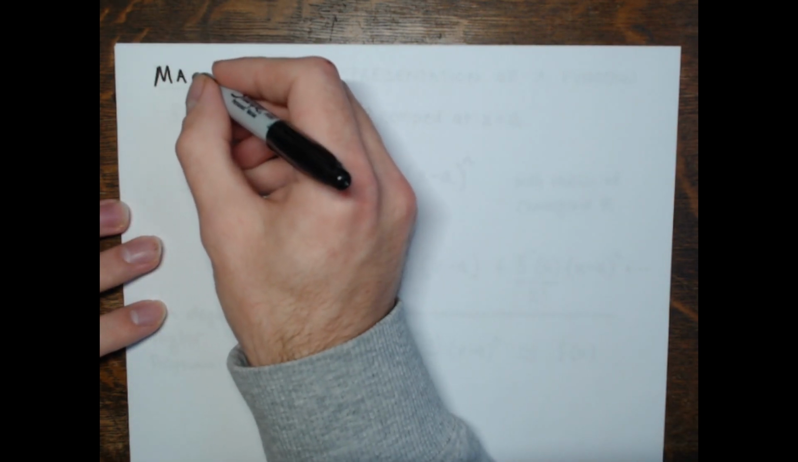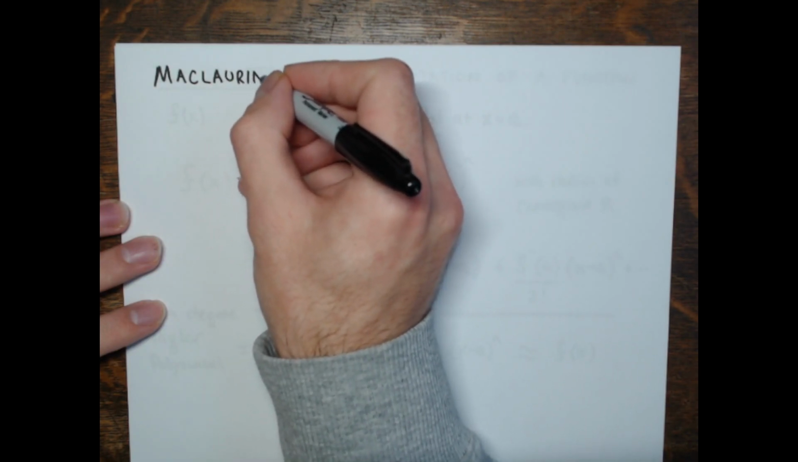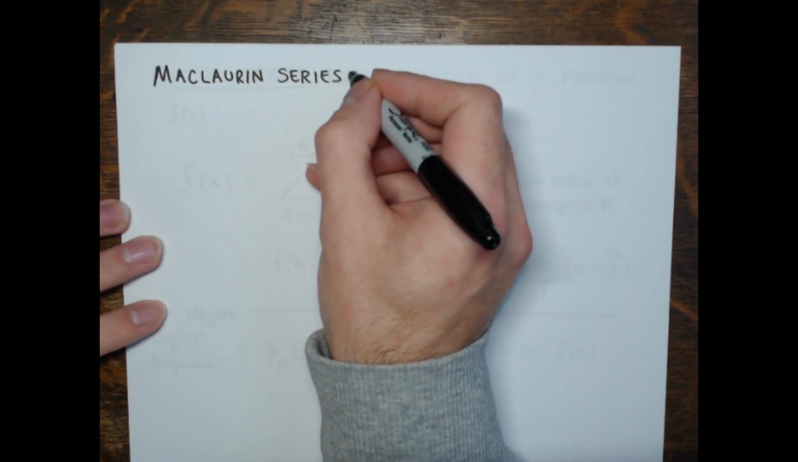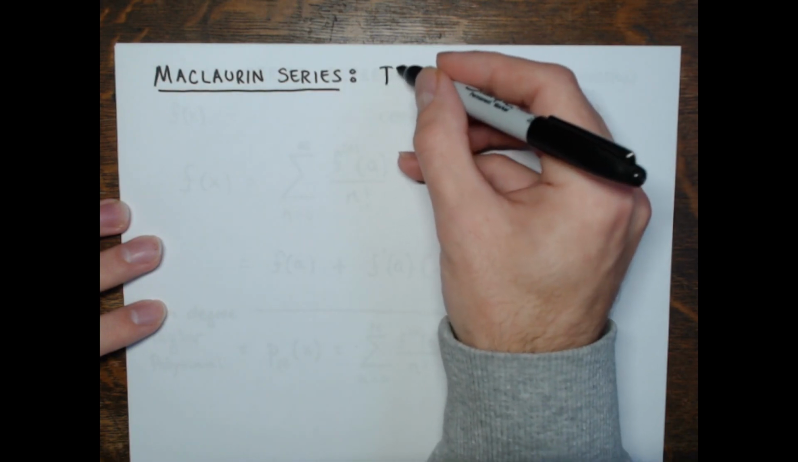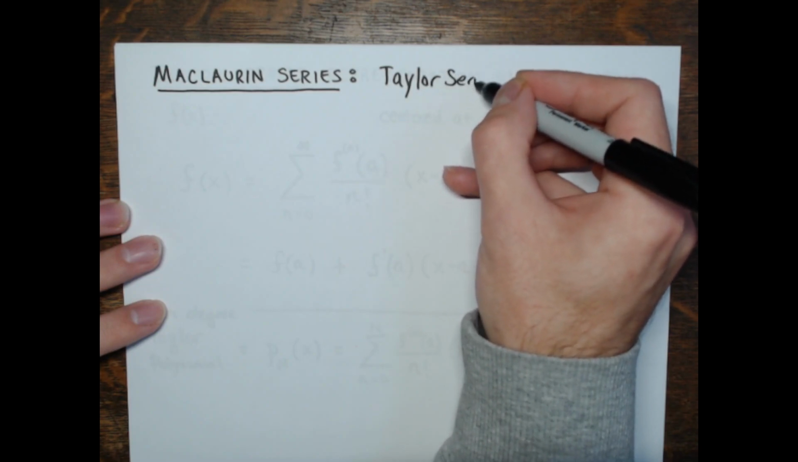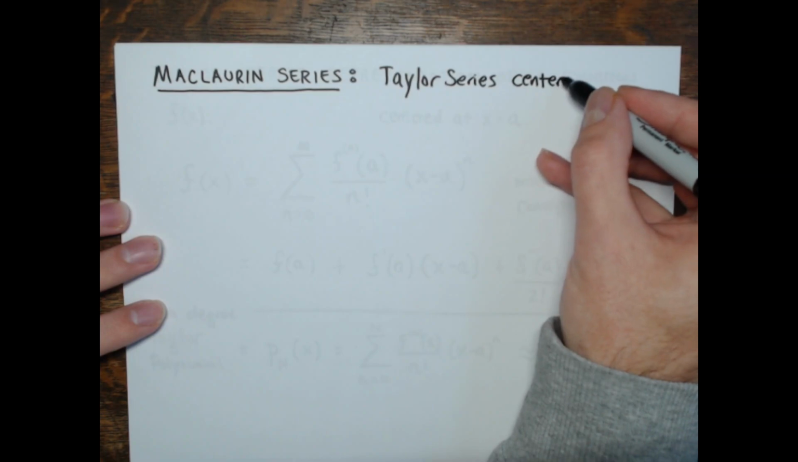So a Maclaurin series is simply a Taylor series centered at x equals 0.